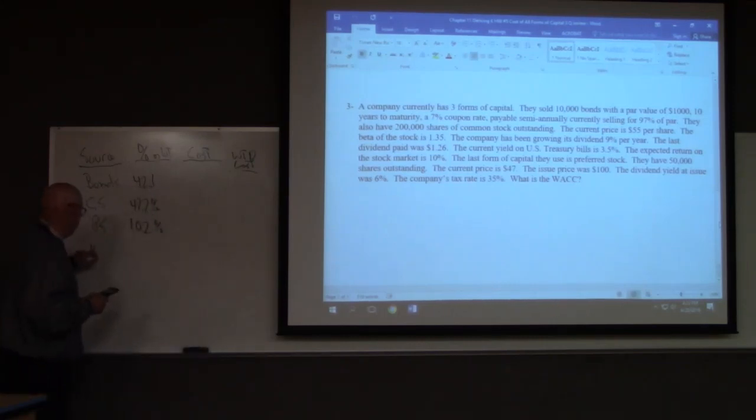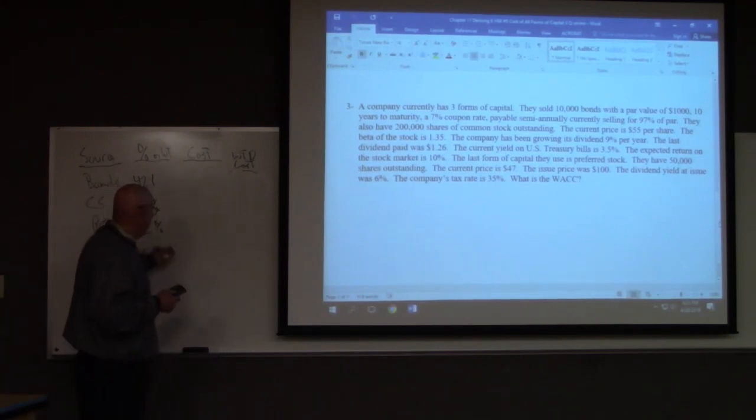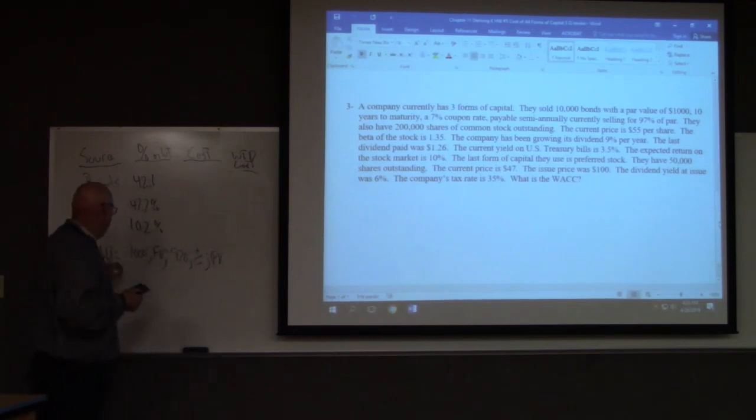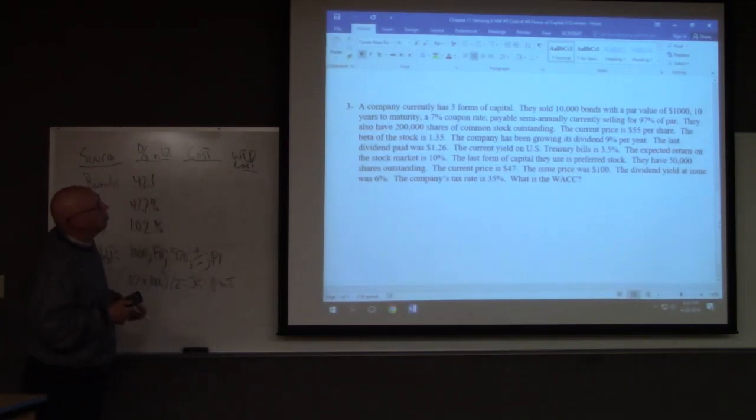So our cost of debt. All right, let's look at those bonds. So $1,000 is our future value, and 970 is our present value, plus minus. And 0.07 times 1,000 divided by 2, 35, is the payment. And when do they mature? 10 years. 2 payments per year. 20 is our N.